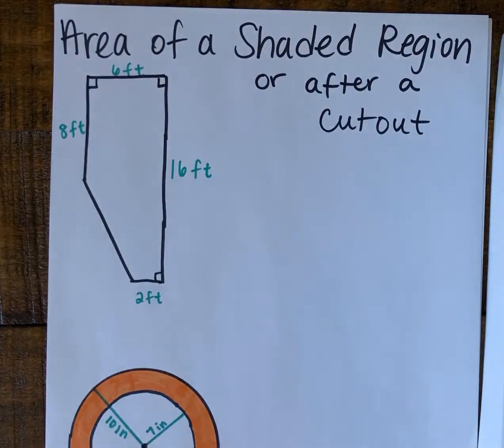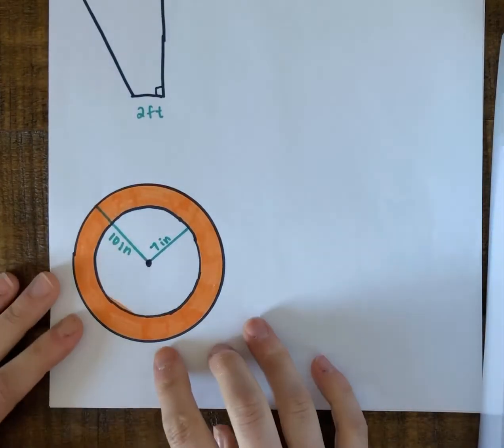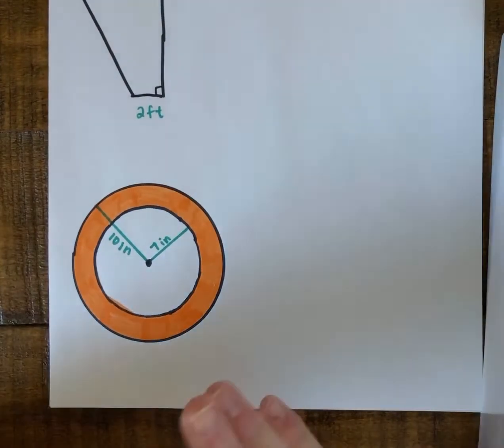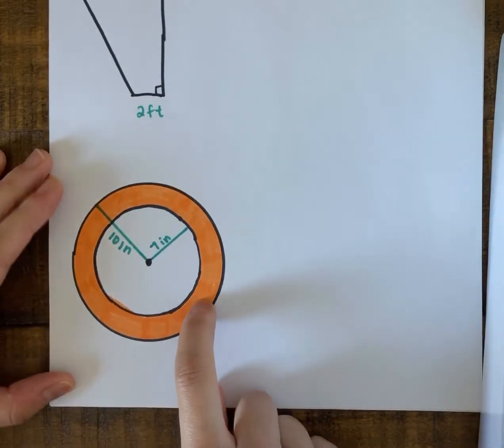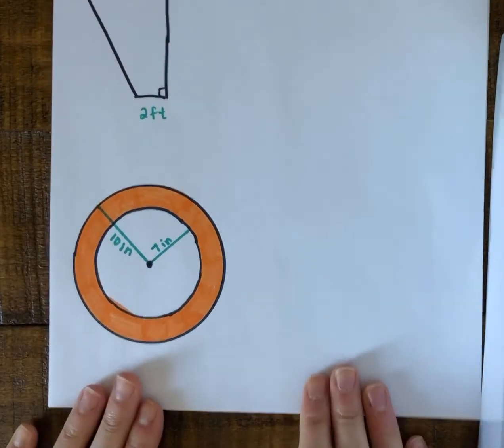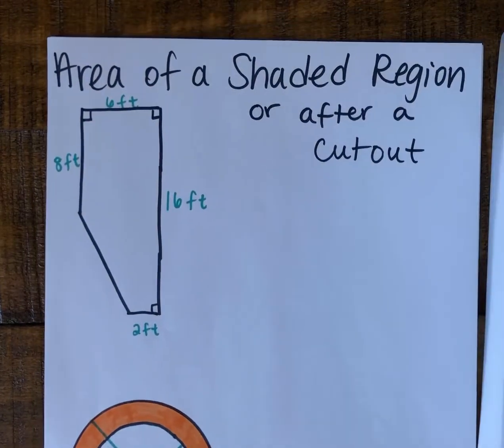Right, so back for another day thinking about area of weird looking shapes. Our next thing we're going to focus on is what's called area of a shaded region. So something like this, where you have a shape that's kind of complex, made up of other shapes, and your job is to find the area of a particular shaded part of it. Or what I like to think of as the area after a cutout.